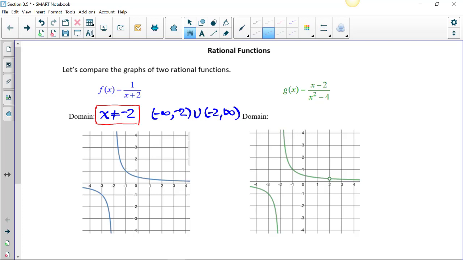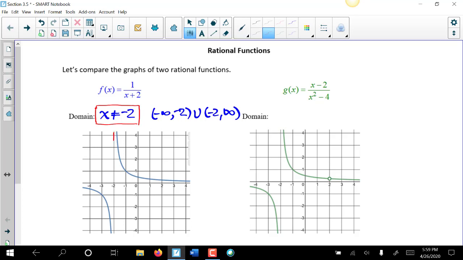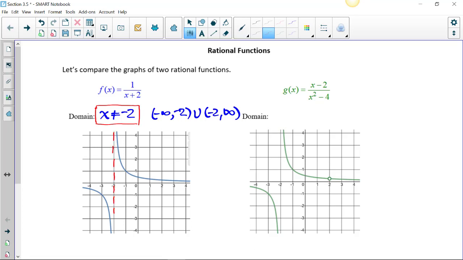So what's happening at -2 on the graph? Well, we've talked about vertical asymptotes, so we've got this imaginary vertical line that the graph does not touch or cross, but it approaches that line from both sides. So this function has a vertical asymptote, which is the line x equals, where does it cross the x-axis? At -2. So when you give a vertical asymptote, you give an equation because it is a line.